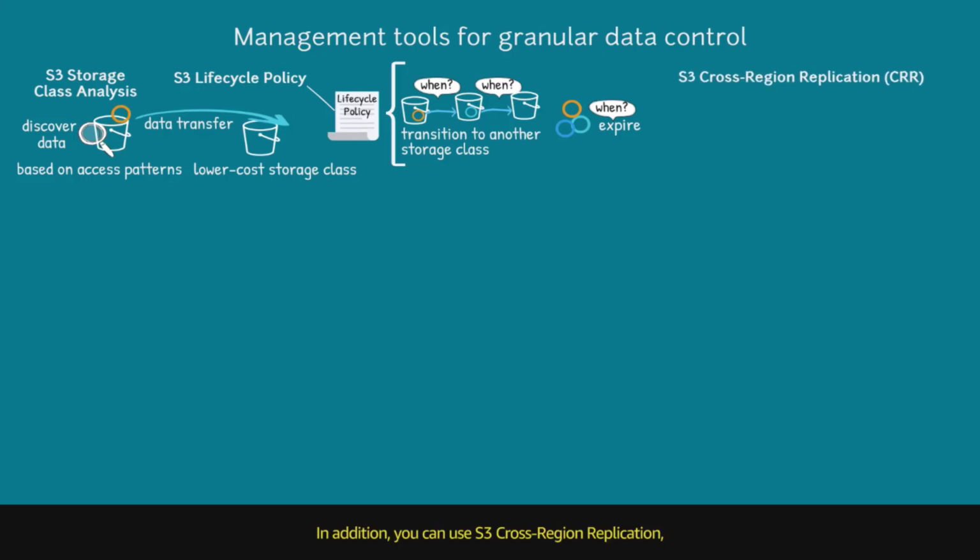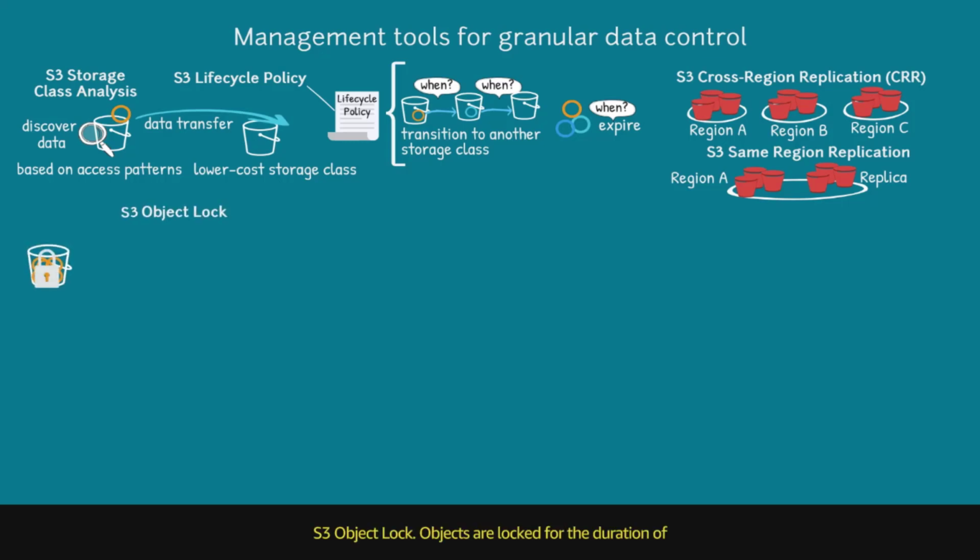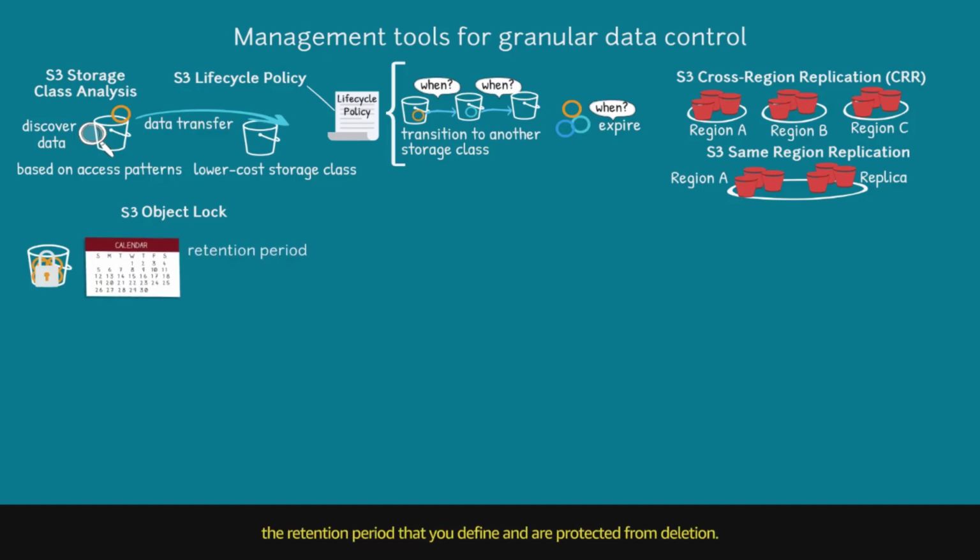In addition, you can use S3 Cross-Region Replication, CRR, to replicate data into other AWS regions, or you can replicate data in the same AWS region. S3 Object Lock: objects are locked for the duration of the retention period that you define and are protected from deletion. You can enforce write-once-read-many policies with S3 Object Lock.